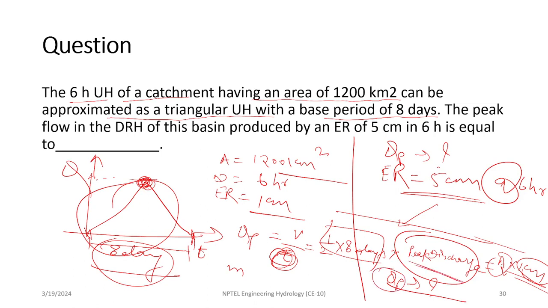Okay, got it. Firstly, in the first case, utilizing all the input data, we have to compute the peak discharge. Once we get the peak discharge, the other scenario is based on that same basin, so there won't be any change. We will just multiply our desired effective rainfall, and we will ultimately get the DRH, direct runoff hydrograph, peak of that DRH. Keep in mind.